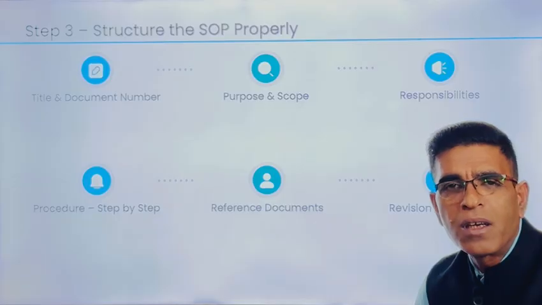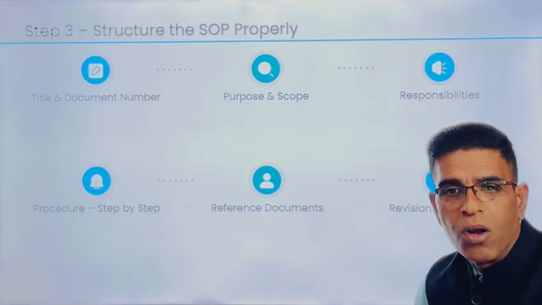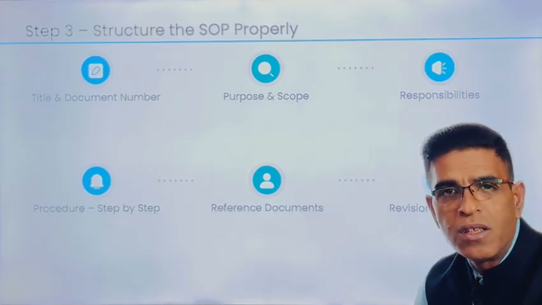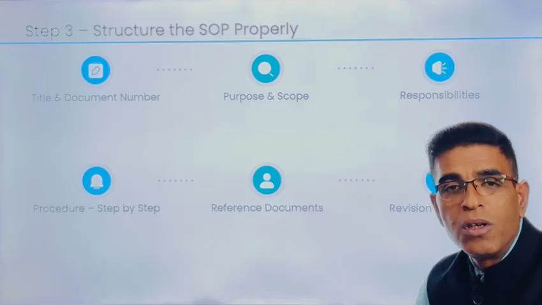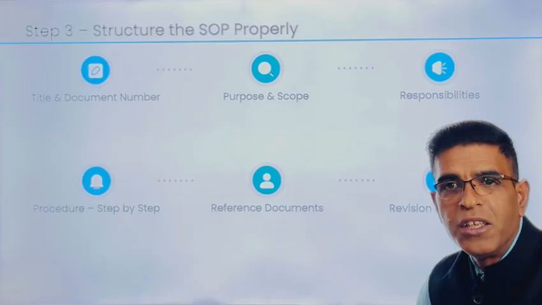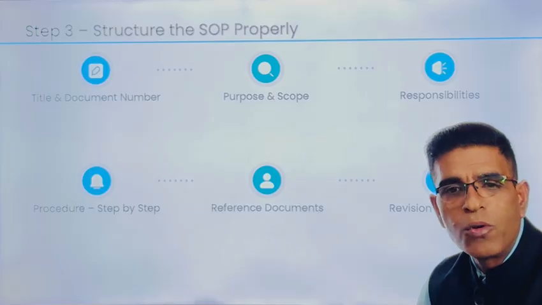Use the appropriate, correct terms which are relevant to the process. Next, reference documents. Always link to the batch records or any other associated documents such as MSDS, validation protocol, equipment manuals, manufacturer's instructions, any GMP guideline references. Last but not the least, every SOP should have a revision and approval history.